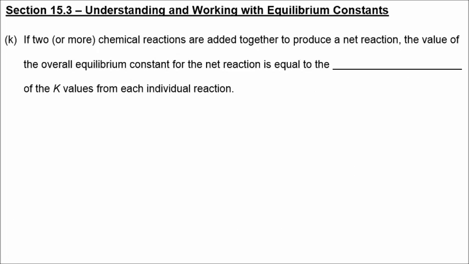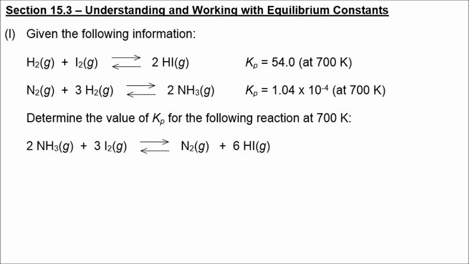So if 2 or more chemical reactions are added together, the value of the overall equilibrium constant for the net reaction is equal to the product of the equilibrium constant values from each individual reaction.